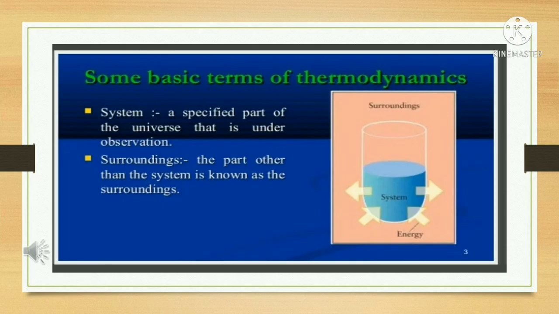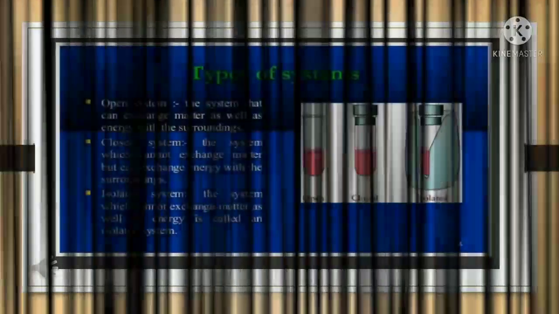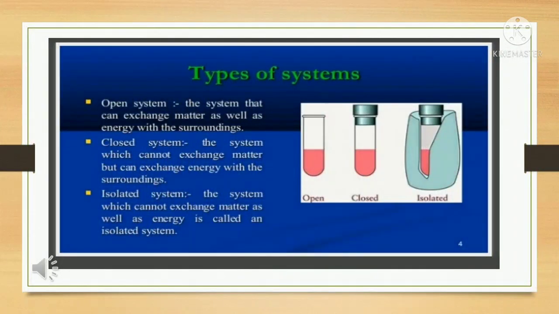We can understand a system is a specific part of a universe that is under observation, and a part other than a system is known as surrounding. We can clearly understand a system and a surrounding by the given figure. As we have seen, the type of system is divided into three parts: first one is open, second one is closed, and third one is isolated.